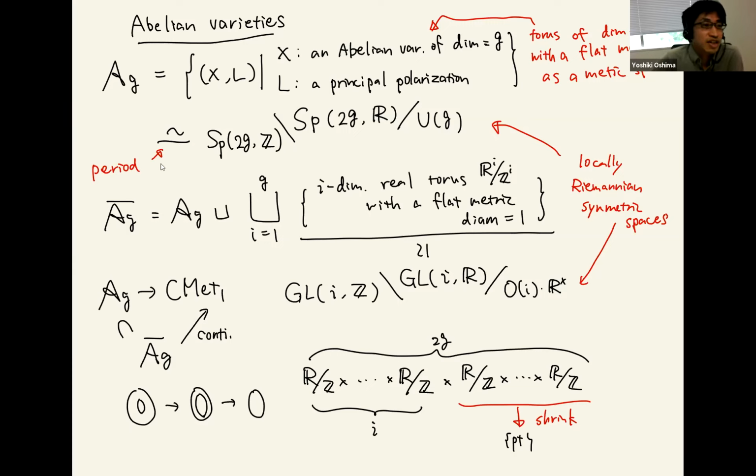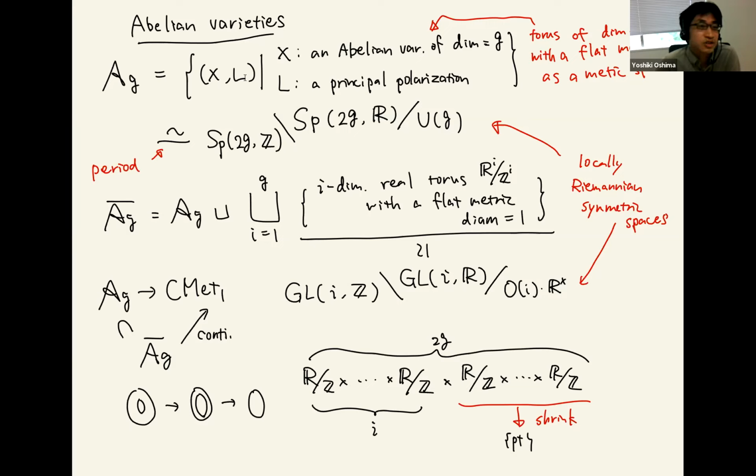And via the period map, this is known to be isomorphic to this double coset space. This is a symplectic group modulo the unitary group, and this is a symplectic group with entries in the integers. And in that case, the compactification considered is, so there we have to add some boundaries.